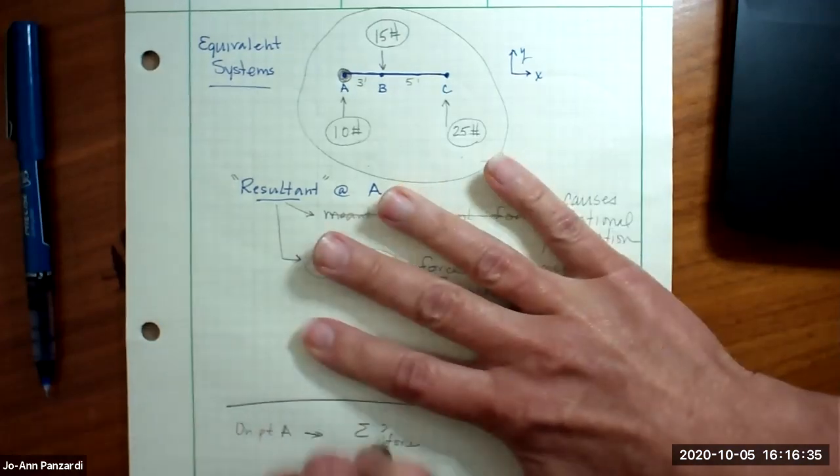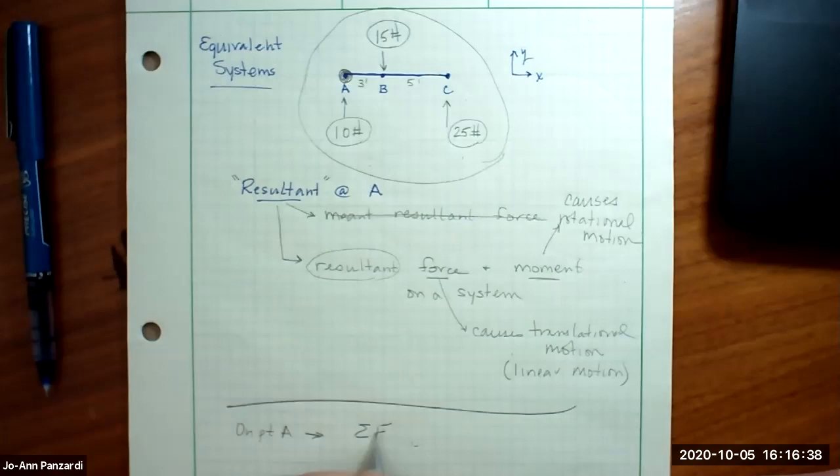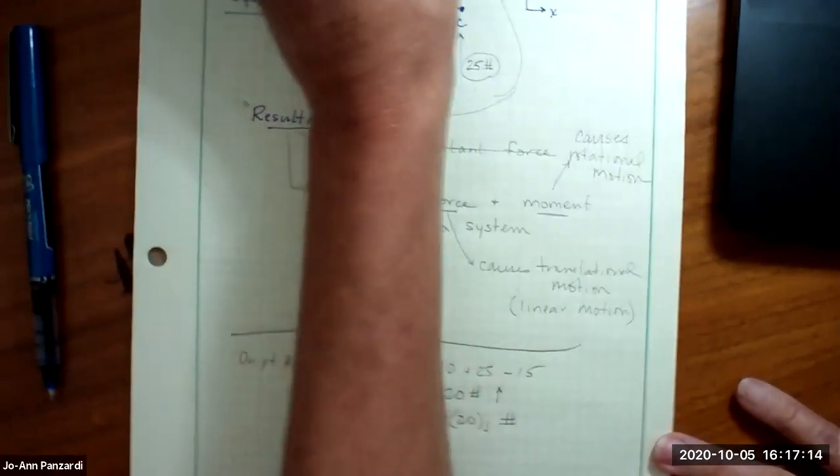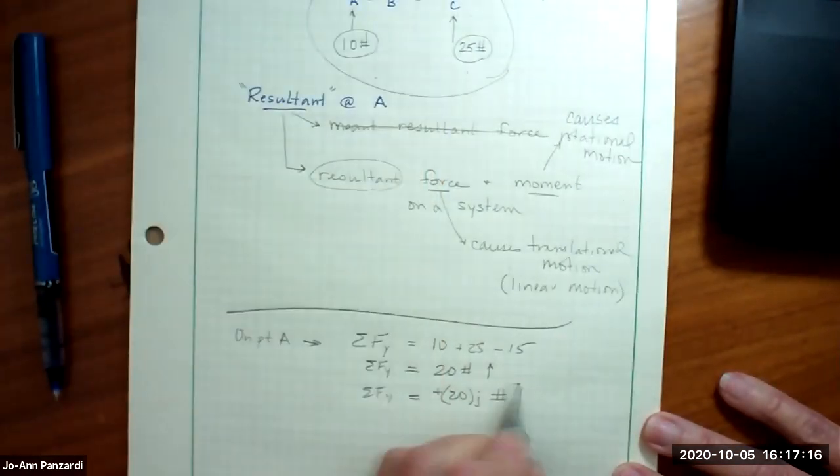Let's do it this way. Let's say the sum of the forces, and in this case, the sum of the forces happen to be in the Y. So we have 10 up plus 25 up minus 15. And so the resultant force in the Y is 20 pounds going up. Or we could say 20 pounds positive in the J, and the units are pounds. So this is our resultant force. I added the 10 and the 25 going up, subtracted the 15, and in the end, I have my resultant force of 20 pounds going up.